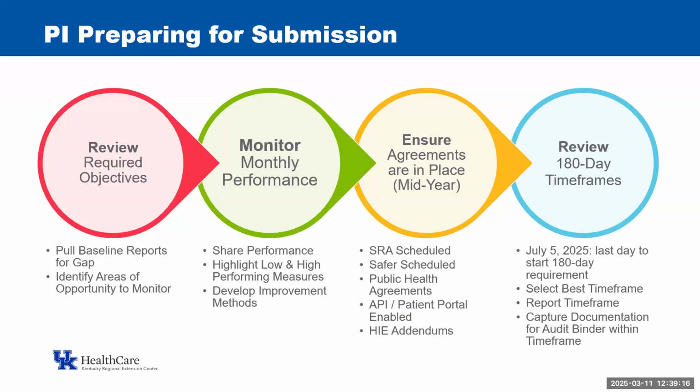And then ensure all your various agreements are in place by mid-year. July 5th is the start of that last 180-day window of the year, and it sneaks up on you quick. So make sure that you have your SRA scheduled, you have set aside some time for your team to review the SAFER guides, you have all of your public health agreements in place, and the patient portal is functioning correctly. Make sure all your addendums are good to go.